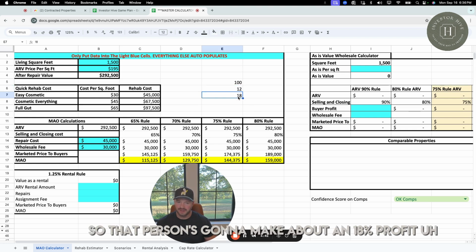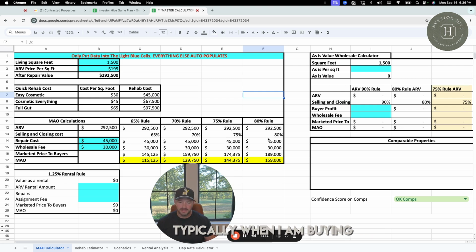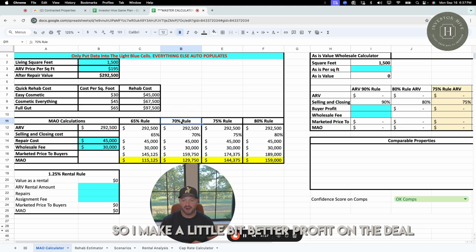So that person's going to make about an 18% profit. So that's your holding costs, that's your profit, but these are just quick numbers you can use to calculate these out. Typically when I am buying, I like to buy more around a 70% rule because I want to make a little bit better profit on the deal.